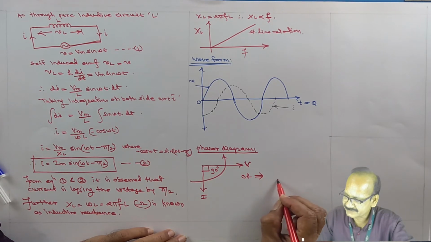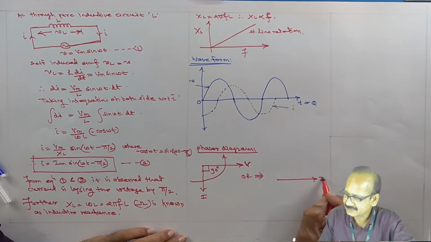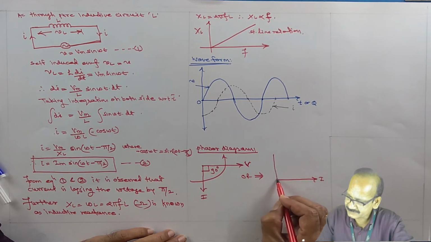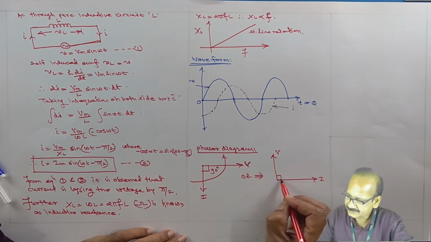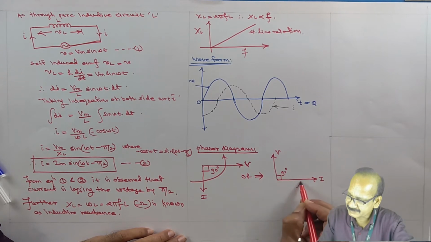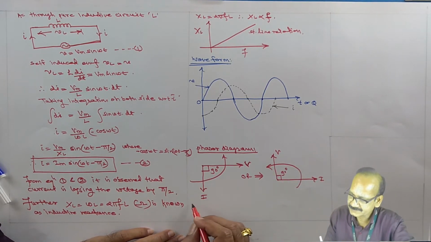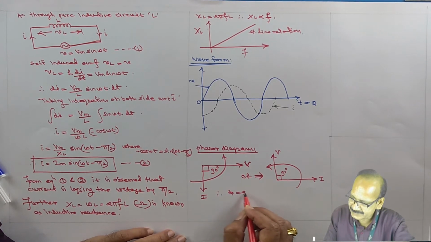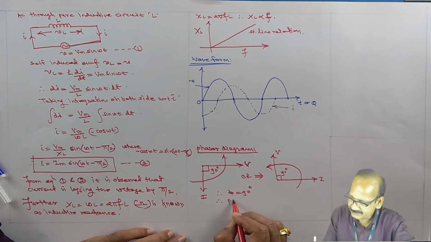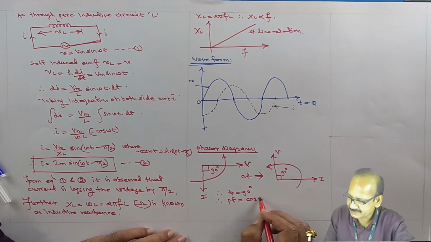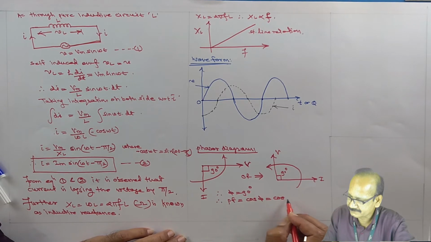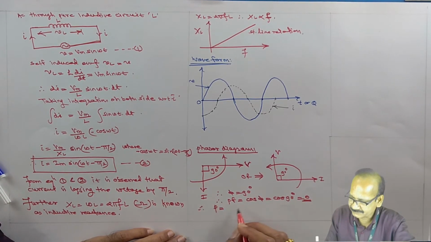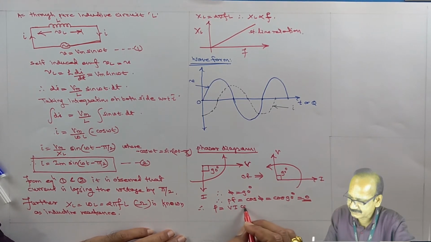Taking current as a reference phasor, this is the current I. The voltage will be here. Here is also 90 degree, and observe the counterclockwise direction. So the angle phi equal to 90 degree, and therefore power factor equal to cos phi equal to cos of 90 degree equal to 0. Therefore P equal to VI cos phi equal to 0.